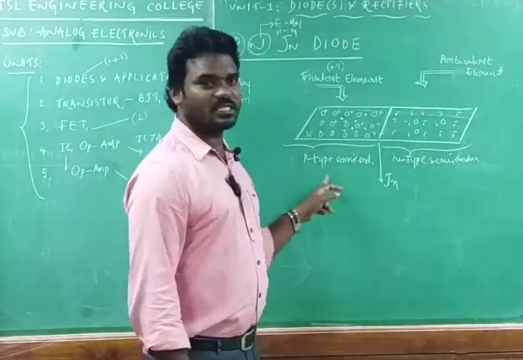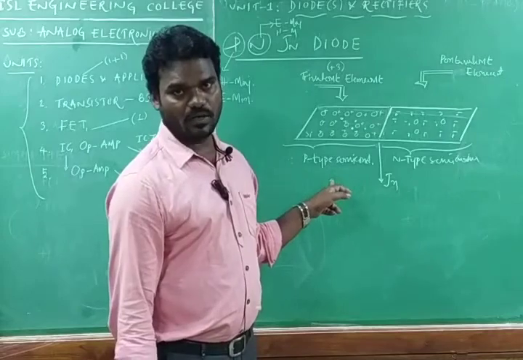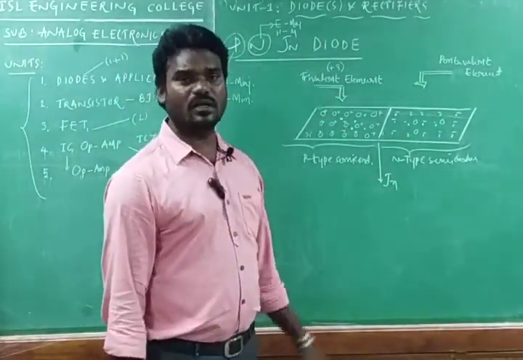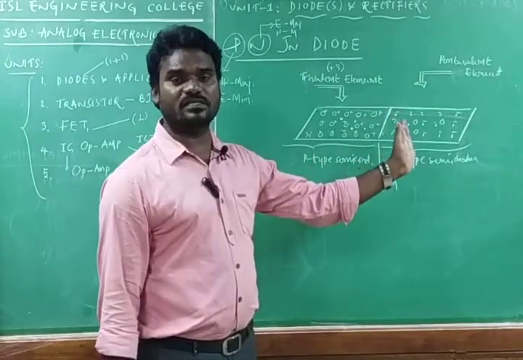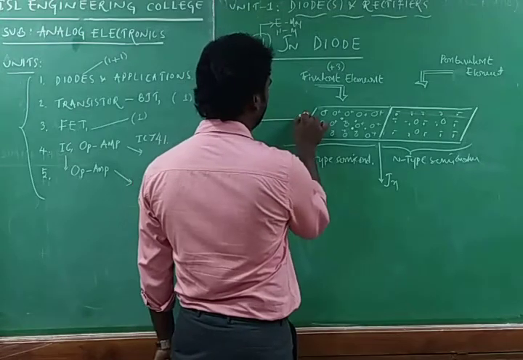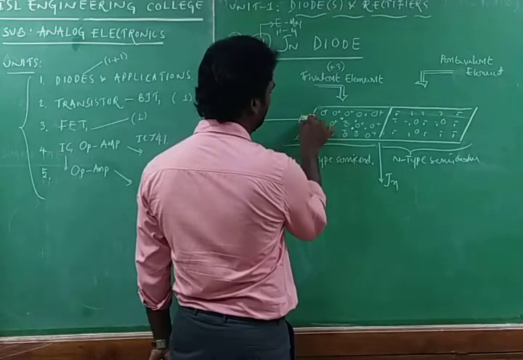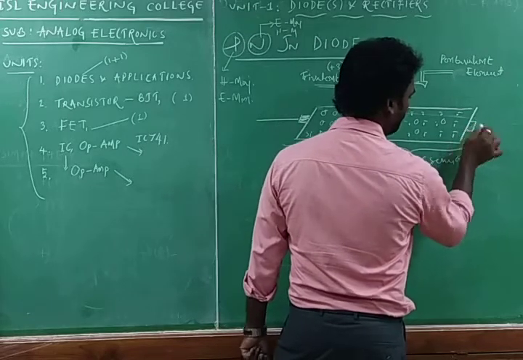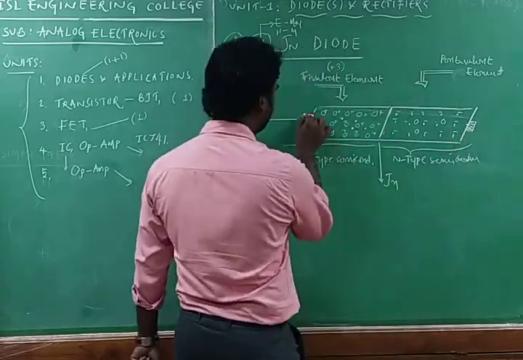It is a p-n junction, not a diode. Diode means what? It has to have 2 electrodes. One electrode is the anode, another electrode is the cathode. So by using the ohmic contact process, we add the electrodes to this arrangement, and that will be the diode. Now it is a diode.